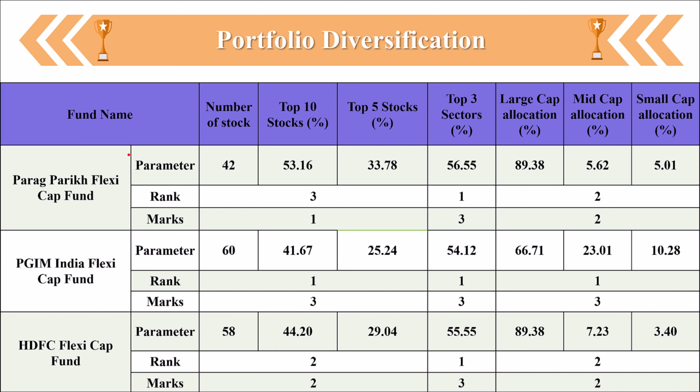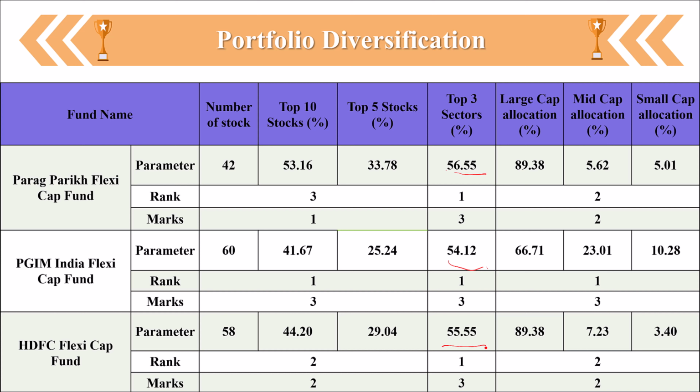Next is top 3 sector allocations. What is sector allocation? Banking and financials as a sector, pharma as a sector, chemical as a sector, real estate as a sector. So these are the sector allocations. Here you can see that the Parag Parikh Flexi Cap Mutual Fund has an exposure of 56.55, PGIM India Flexi Cap has an exposure of 54.12, and the SDFC has 55.55. It is more or less the same. That's why I have allocated rank 1 to all of them and 3 marks each.